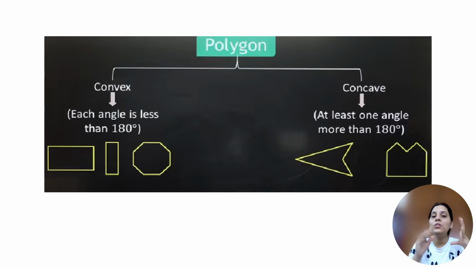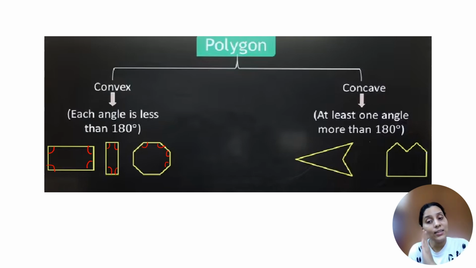Now next up, you have two types of polygon, convex polygon and concave polygon. In a convex polygon, each angle is less than 180. That means in convex all the angles will be less than 180. Here are some examples of convex polygons. These four angles are definitely less than 180, we can clearly see. Similarly, these four are less than 180. So all these angles are less than 180.